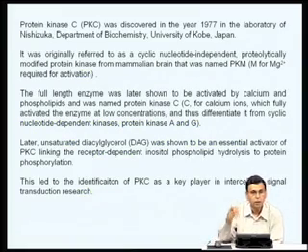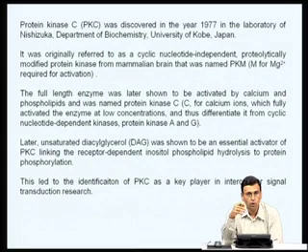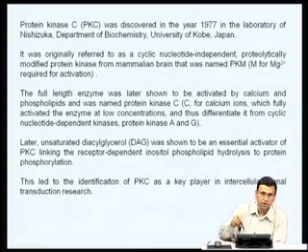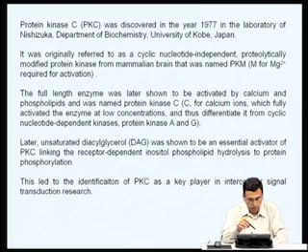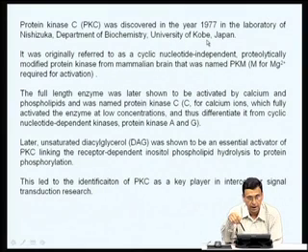Now, let us come back to protein kinase C. So, once the diacylglycerol is synthesized by the action of phospholipase C, protein kinase C now has to go and phosphorylate a number of effector molecules. Let us now discuss very briefly what protein kinase C is and how it was discovered. Protein kinase C was discovered in the year 1977 in the laboratory of Nishizuka at the University of Kobe in Japan.